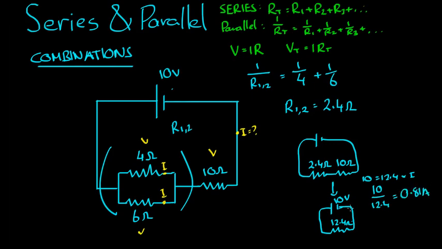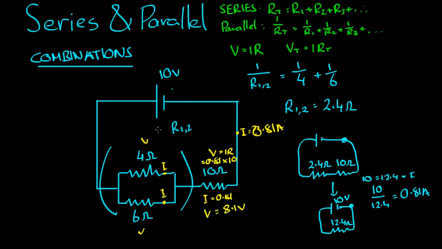So if there's 0.81 amps here, there must be 0.81 amps here, and there must be 0.81 amps there. And if that is the case, there must also be 0.81 amps here. So I is equal to 0.81. So this unknown, which I was gunning for, V equals IR, I can say I was equal to 0.81, resistance is equal to 10, so the voltage is equal to 8.1 volts, or thereabout. We're approximating here.